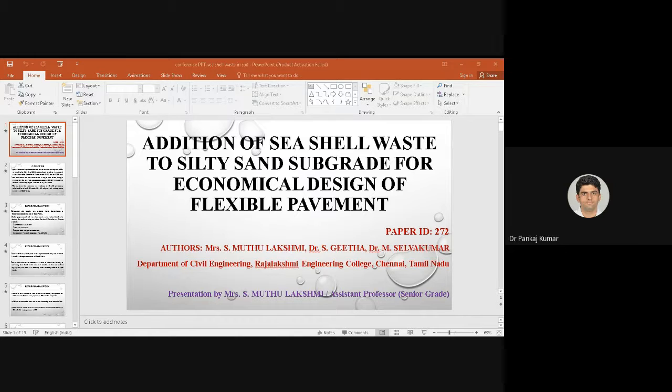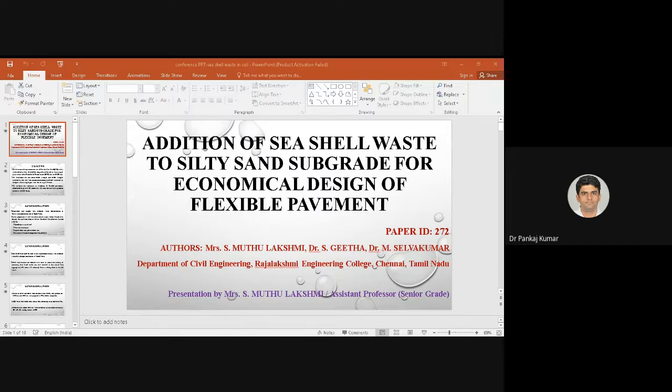In that case, we say poorly graded or well graded for sand, like fine aggregates. For sand only, we give the term poorly graded or well graded sand. But silty sand is a combination, a mixture of silt and sand. That's why.